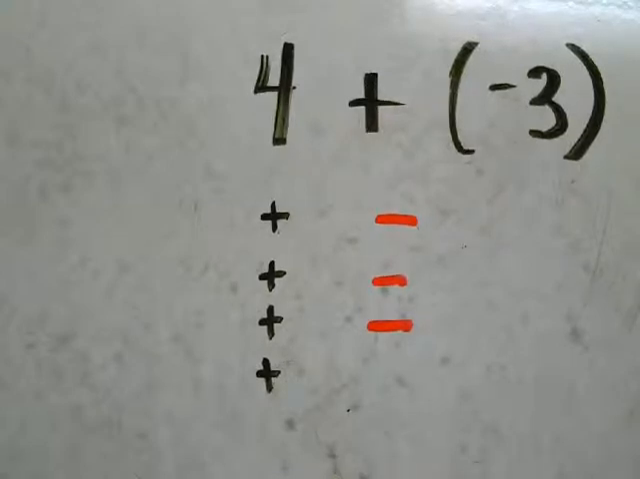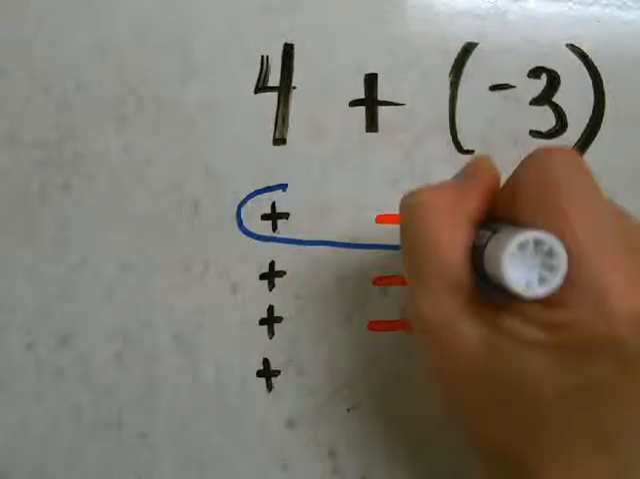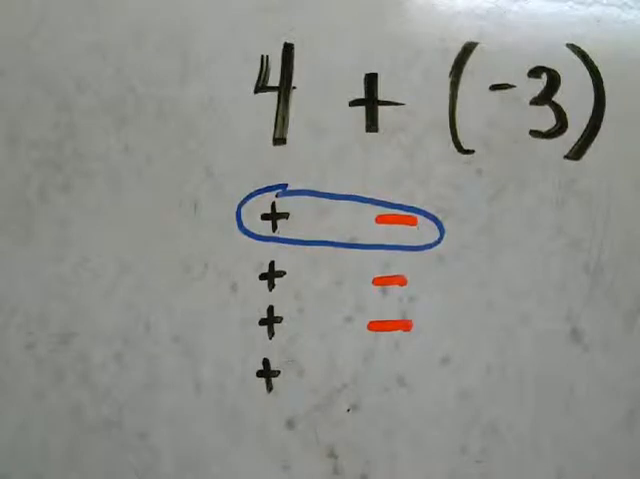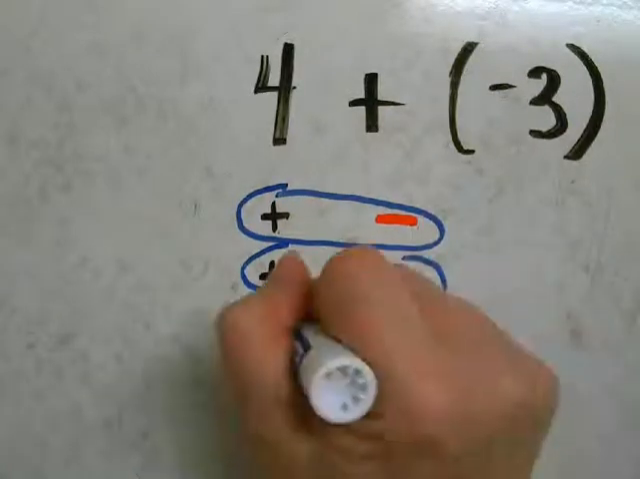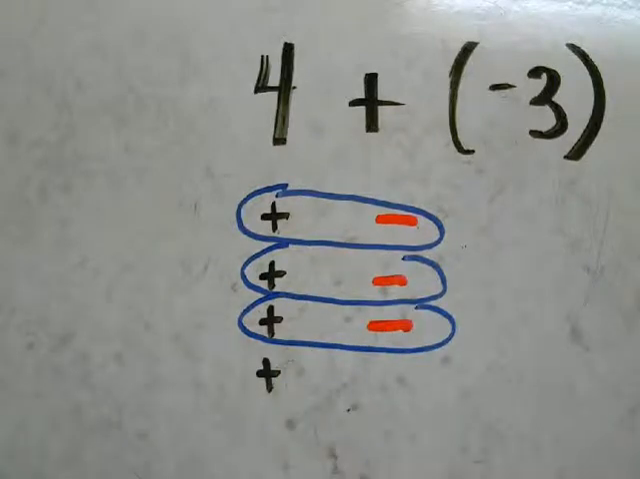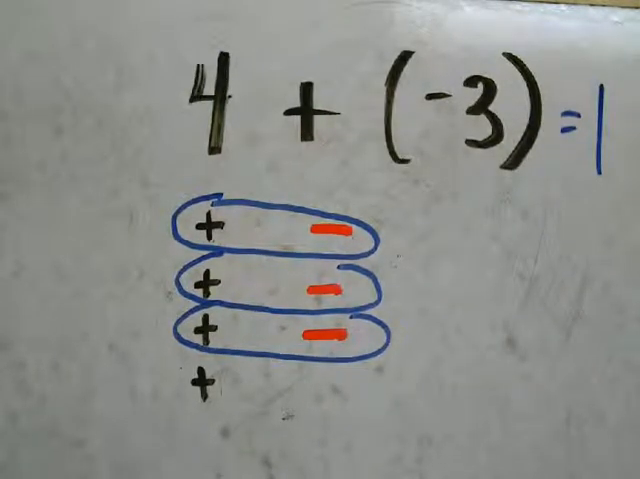And we create what we call zero pairs, because one positive combined with a negative, so positive 1, negative 1, they create a zero pair. It's like they cancel each other out. Okay? So those create zero pairs, and here's what we have left over. We have a positive 1 left over. So my answer to this is going to be a positive 1. Okay? So let's try a different one.